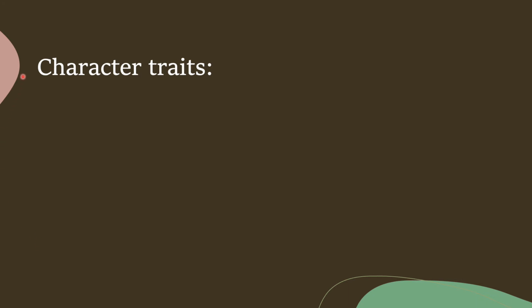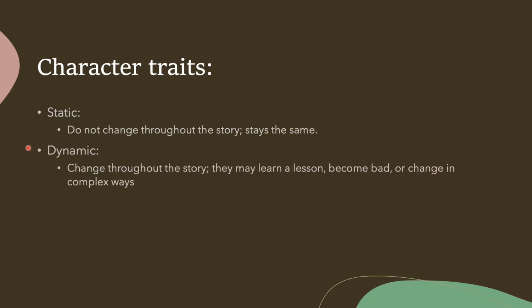And then we will be moving on to character traits. In a story, you might come across a character who is static. A static character does not change throughout the story. It stays the same. A dynamic character changes throughout the story. They may have learned a lesson and they in turn become a worse or a better person or change in some complex ways. And then you have a flat character.